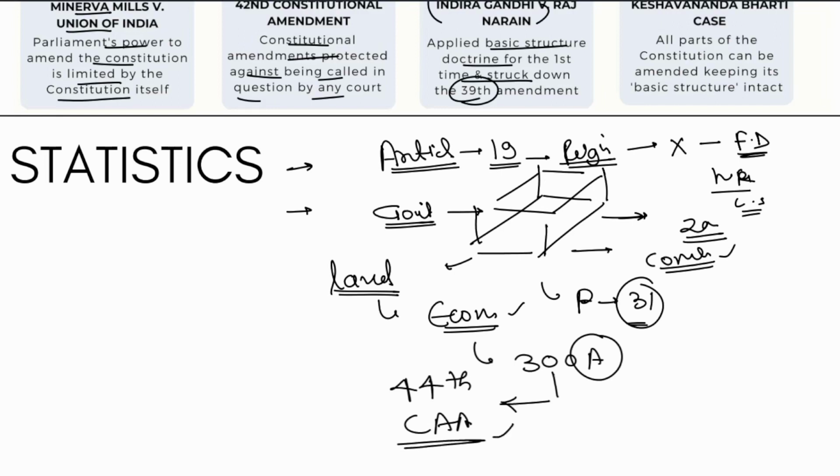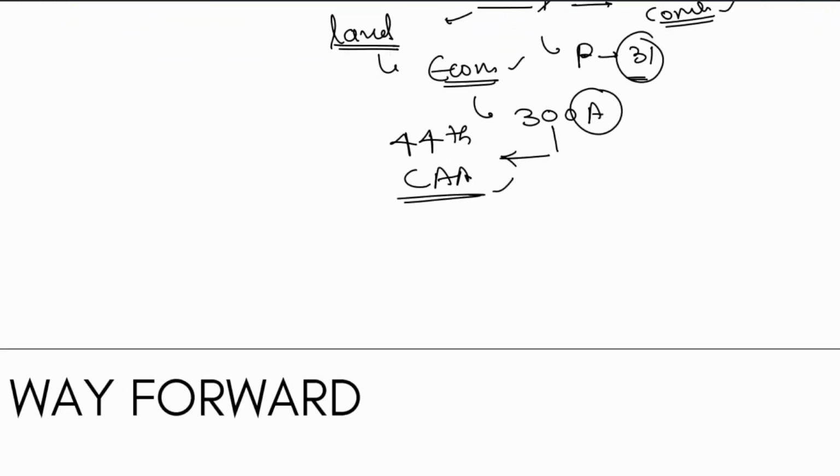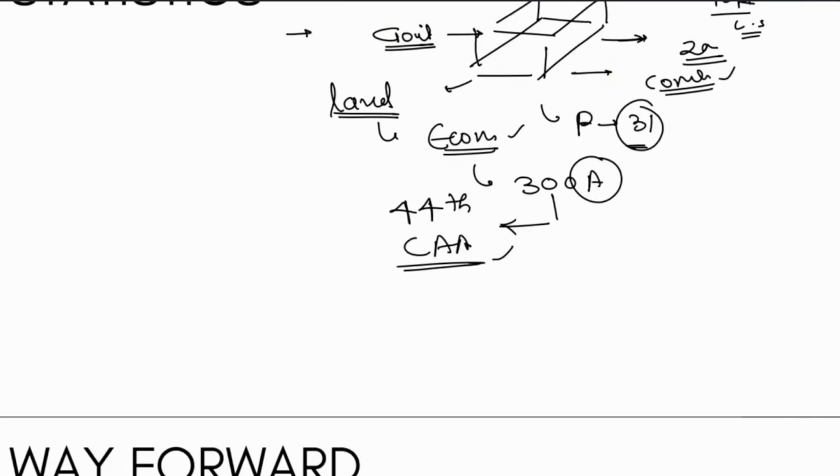44th Constitutional Amendment Act. So, now let us talk about what are the challenges involved. Okay, way forward we'll see, but let's see the challenges. What happened when it was done earlier. Earlier we saw that lands were taken from zamindars and all by the state, and the direct taxes were even increased to 97% to stop the concentration of wealth.